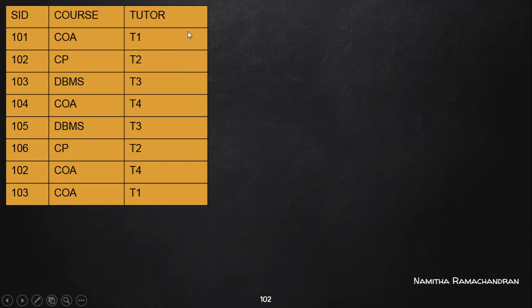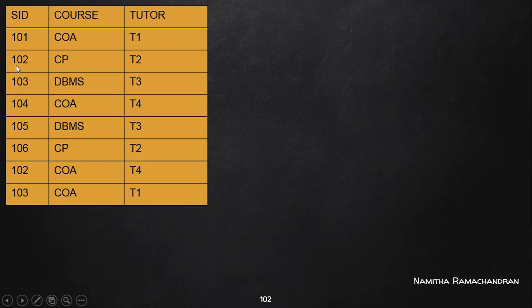Okay, so from this it is clear that for a single course we have more than one tutor, and also the student can join more than one course. From this given relation it is clear that using the SID value alone we can't uniquely identify each of these rows in the relation, because each and every student can join any number of courses.